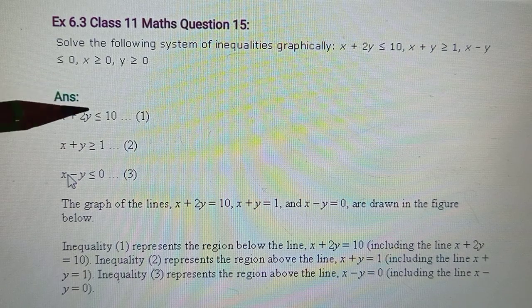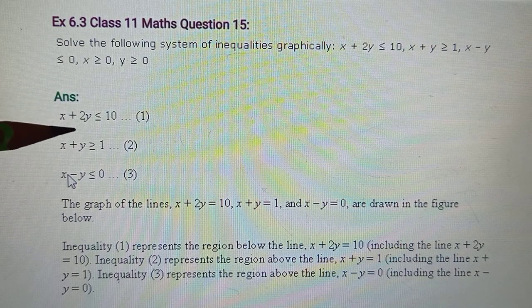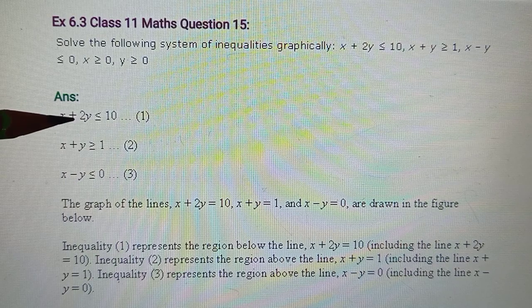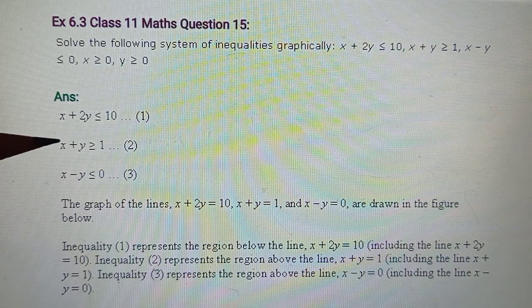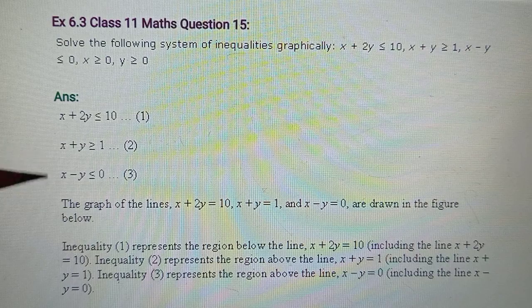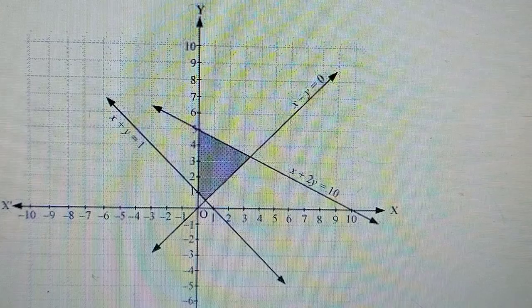Okay, so anyways, the working here is exactly the same, nothing great here. It's just that there are so many inequalities, so you need to focus a bit more.